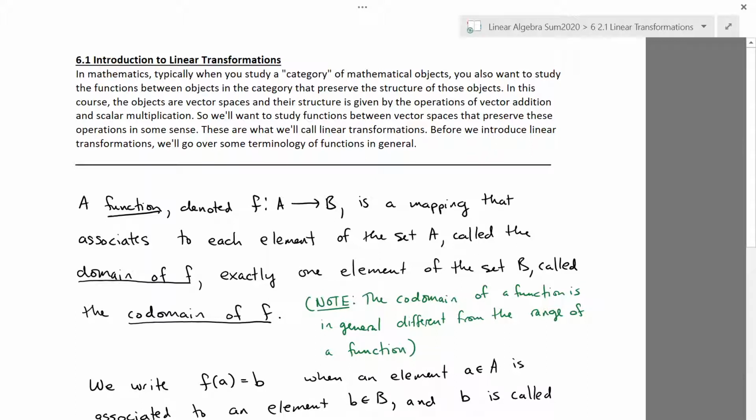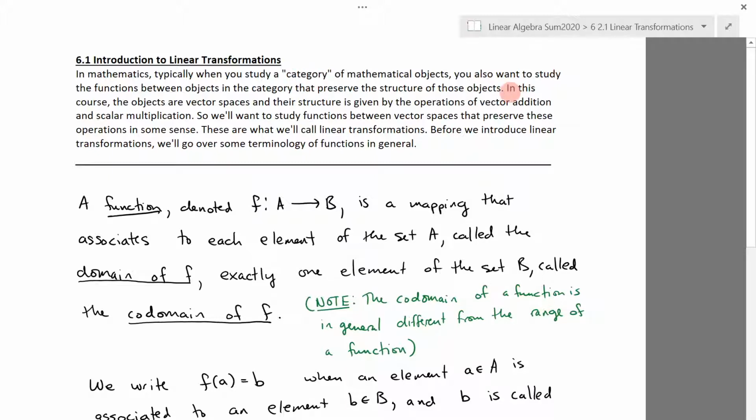In this video, we look to introduce linear transformations. In math, generally when we study a "category" of mathematical objects, typically we also want to look at the functions between objects in the category that preserve the structure of those objects. Here I've put the word category in quotes because there's actually a technical mathematical definition of what a category is, but that's beyond the scope of this course.